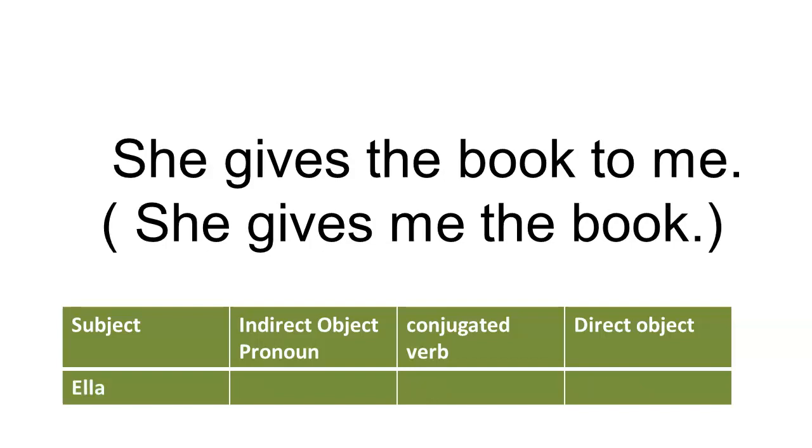Another example. She gives the book to me. So let's just come up with the complete answer here. She gives the book to me. Ella da el libro, and then to me would be me. So our answer is ella me da el libro. She gives the book to me, or you can say in English, she gives me the book. Same thing. Only one way to say it in Spanish, one word order. Ella me da el libro.